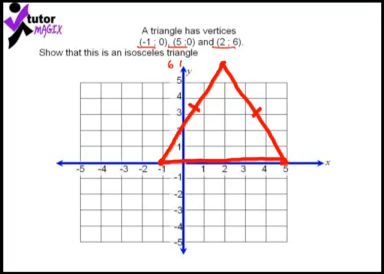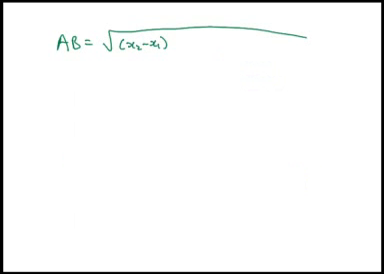So we will first of all work out the lengths, or the distances, between the points. So let's call this triangle A, B, C. A is 2, 6, B is -1, 0, and C is 5, 0. And then we are first going to work out the distance of AB using the distance formula, which is the square root of x2 minus x1 squared plus y2 minus y1 squared.